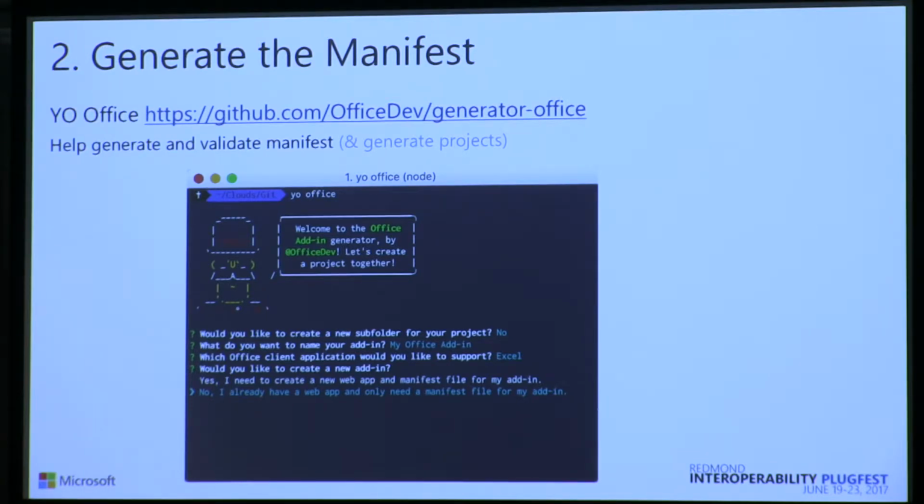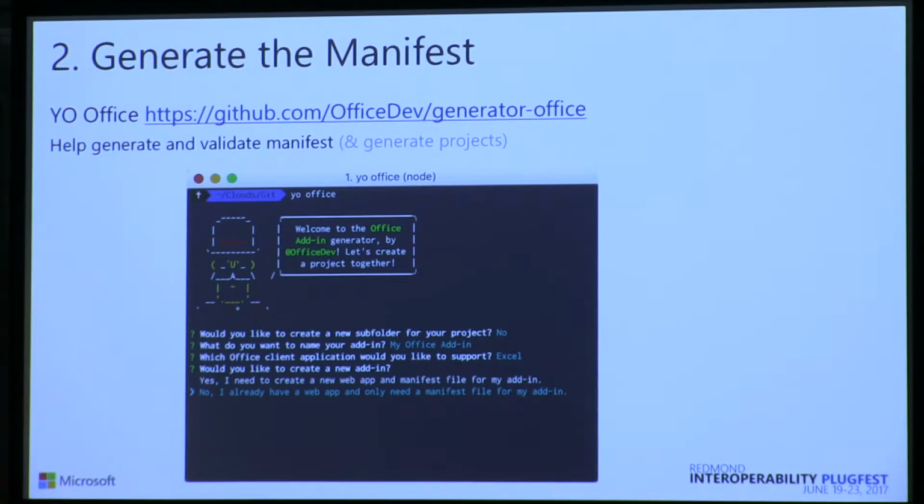Here you'll see in the third line, it asks which Office client application would you like to support. We're selecting Excel, and then a couple of other questions. It creates a manifest for you. So using this base version, linking your website and making it an add-in, embedding it in Excel, is a fairly easy step.